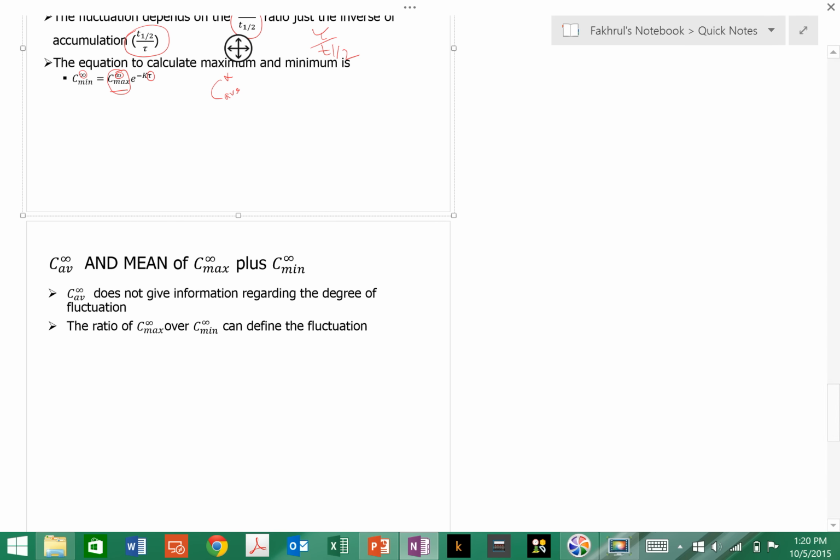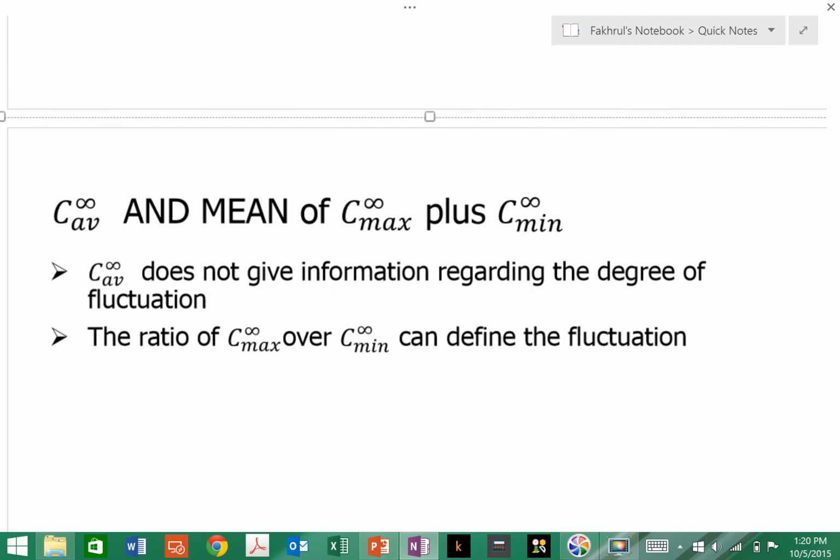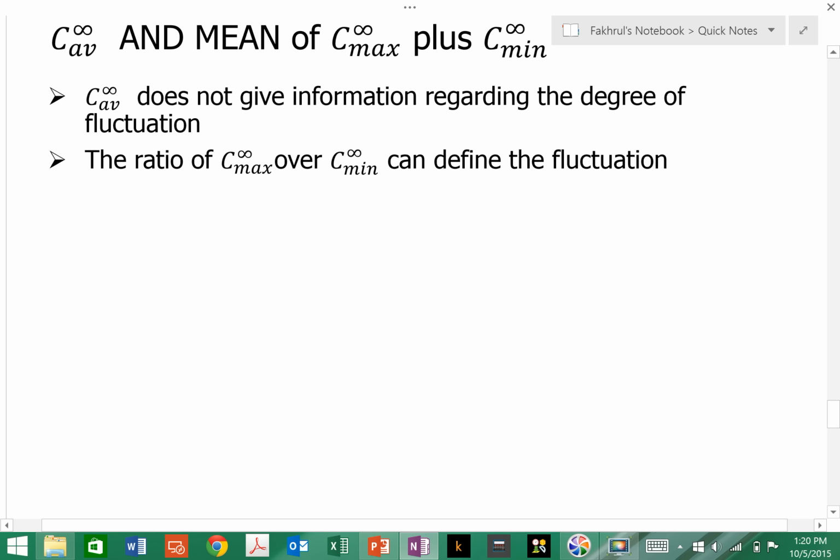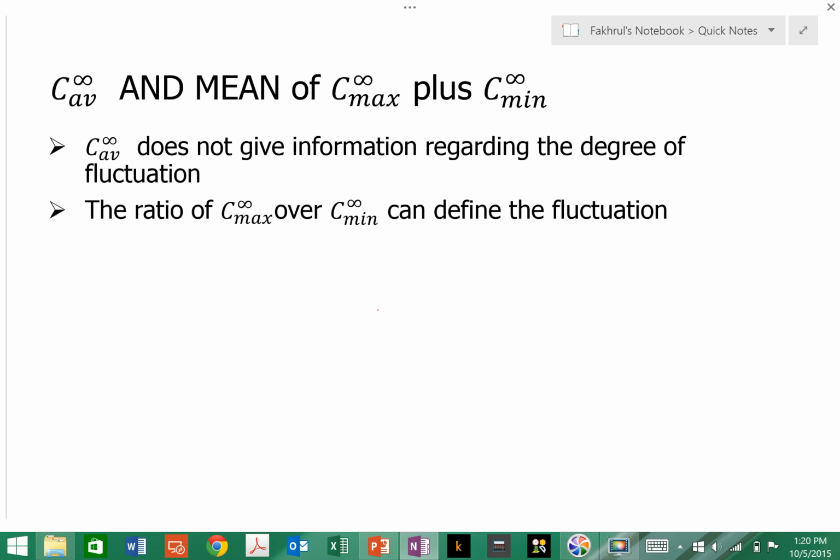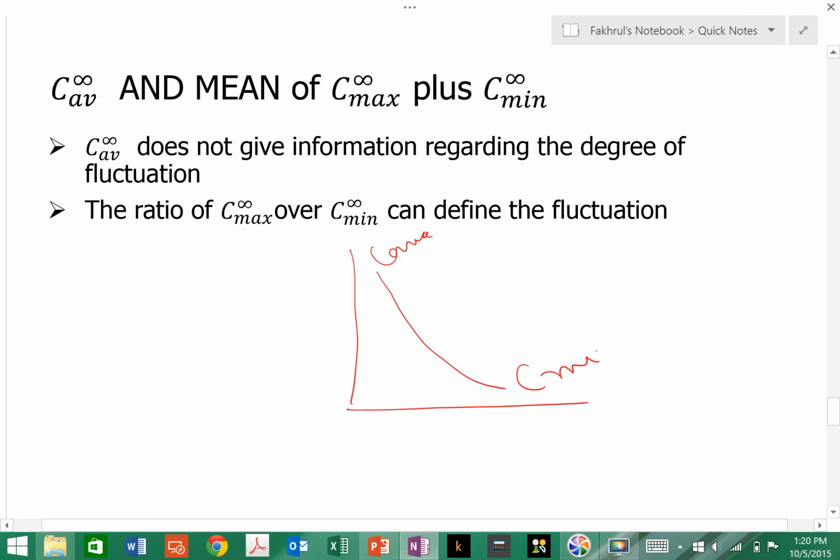So now another concept I wanted you to remember, C average. You may think, okay, here I have a Cmax and Cmin. Why can I not just take Cmax plus Cmin divided by 2? Why can't I just take the arithmetic mean of this? Would it give the C average? No, it's not going to give you that.